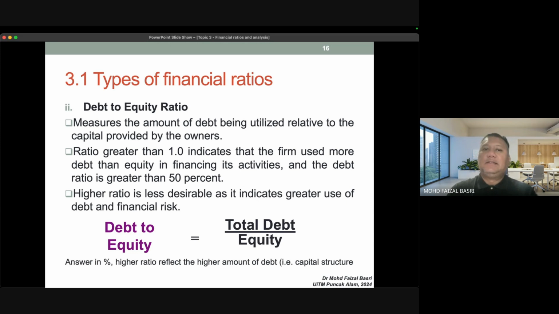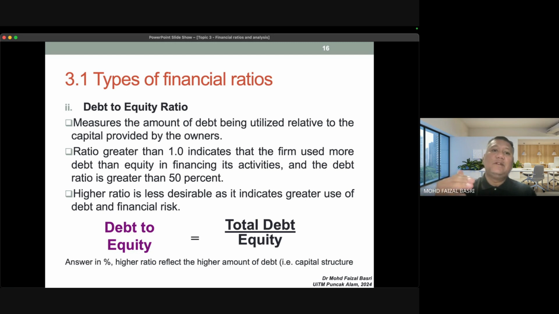Okay, right. So this is another option to calculate leverage. And if the ratio is more than 1.0, or if you convert into percentage, more than 100%, it indicates that the company uses more debts as compared to the equity. Alright, so the higher the ratio, again, is less desirable as it indicates greater use of debts and it involves high financial risk. So again, for both so far, the higher, the worse basically.